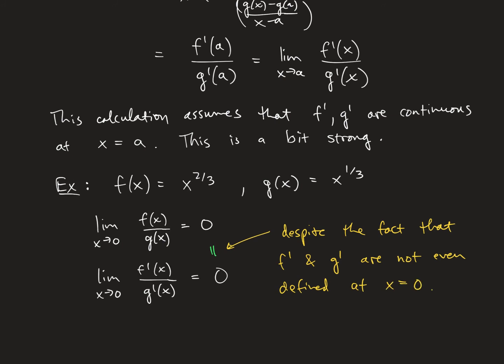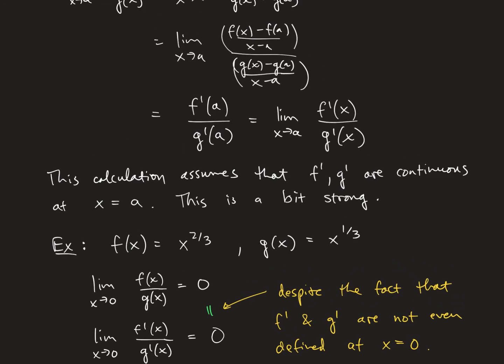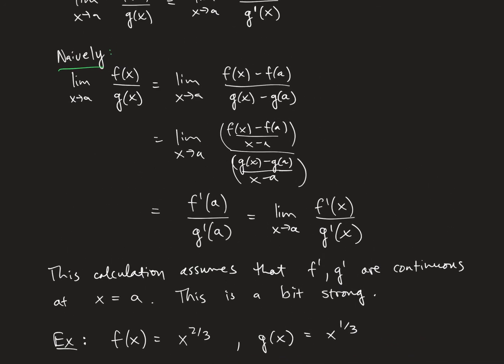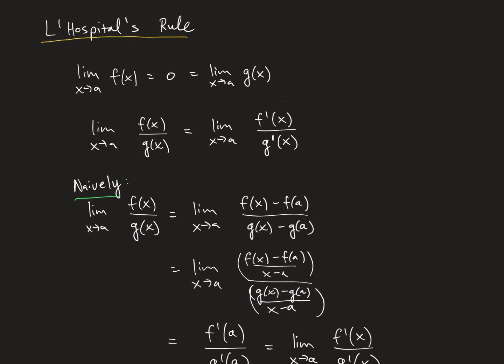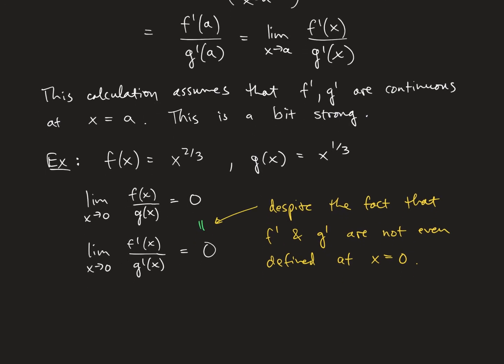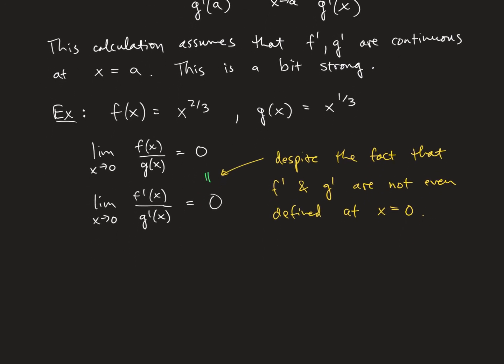So this indicates that there's something a little bit more general going on with L'Hopital's rule. So we have a calculation that gives us the rule in a very special case, but it seems that there's something a little bit deeper going on, a little bit more subtle, because we can actually see instances of the rule that don't quite satisfy these stronger conditions.